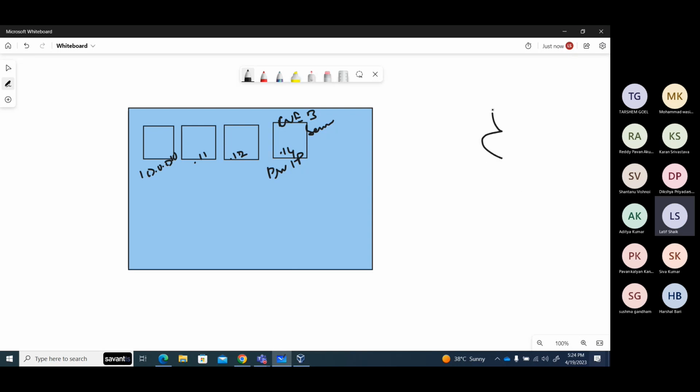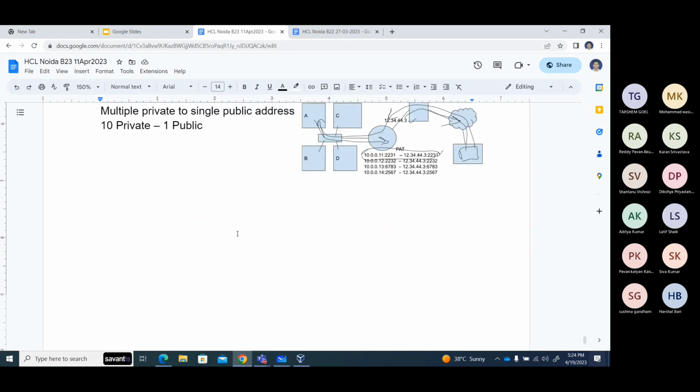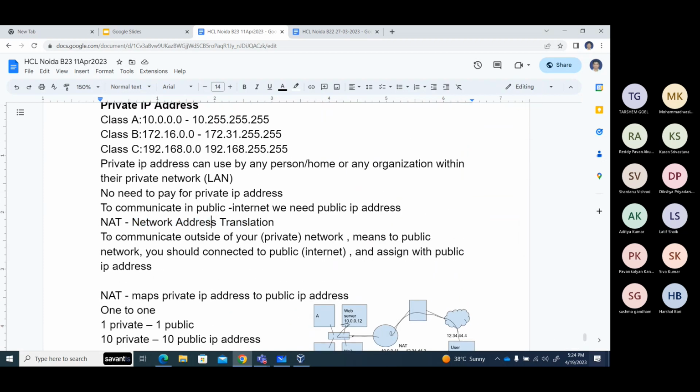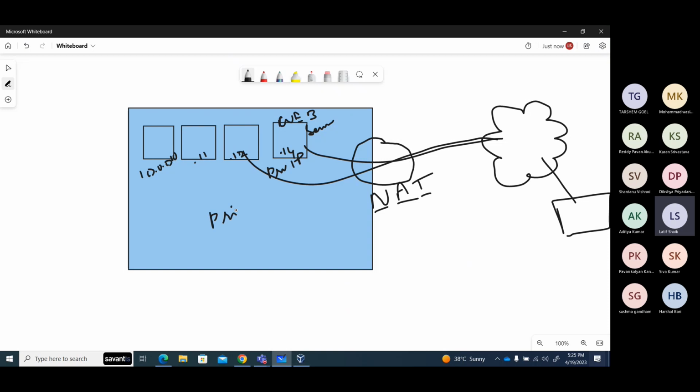But how will it be able to communicate to the public, or be reached by the public? It is private, it is public. So what will we do? We do a NAT translation. Network address translation. What is NAT translation? To communicate outside of your network, from your private network to a public network, you should connect to the public internet and be assigned a public address. But using NAT, what happens? You can stay private. Your IP addresses are private IP addresses only. But when you are communicating outside, you will communicate with a public IP address.